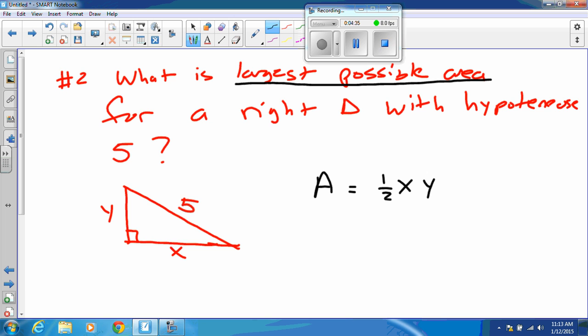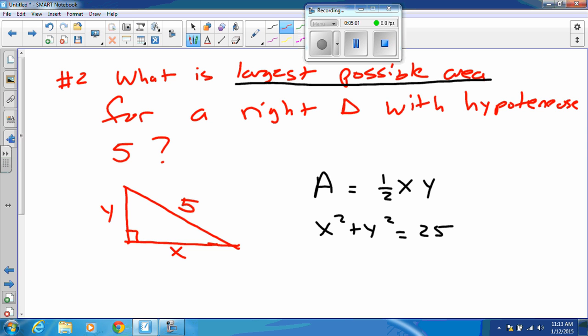All right. So now I notice I have a couple of variables, and I think to myself, is there a relationship between x and y so that I can substitute? I have not yet created an equation that says that this is a right triangle. And what is that equation that says that this is a right triangle? Yep, go. Perfect.